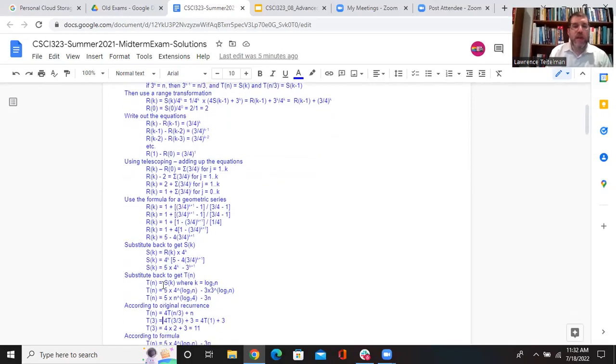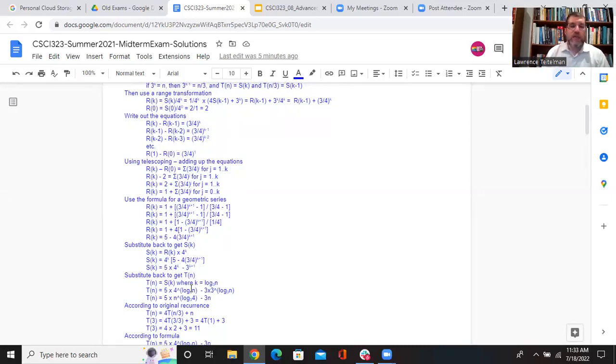And finally I work backwards from the S of k to the T of n. So we know that T of n is equal to S of k, and I have 4 to the k. What is k though? K is log base 3 of n. So I have 4 to the log base 3 of n, which is the same as n to the log base 3 of 4.